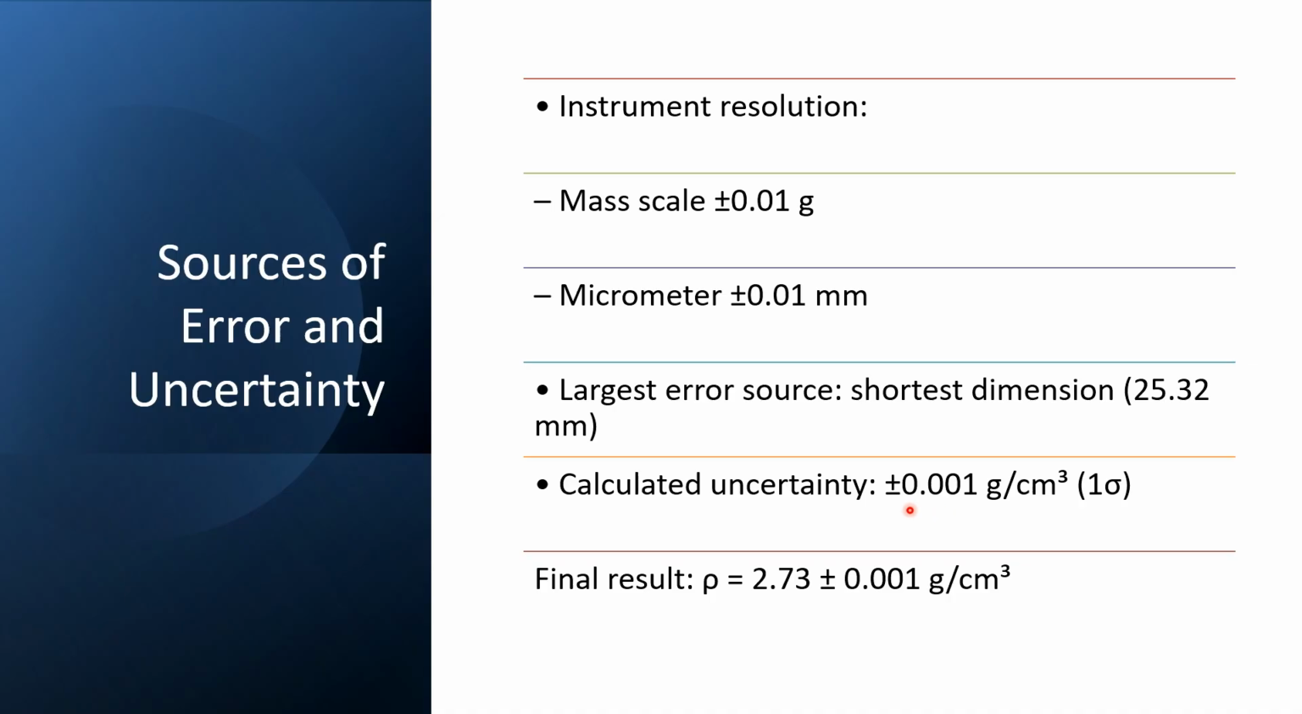The calculated uncertainty would be approximately 0.001 grams per cubic centimeter. It's going to be one standard deviation. So the final result is our density is equal to 2.73, now taking into account the uncertainty we calculated with the error analysis, plus or minus 0.001 grams per cubic centimeter. So there's our results.